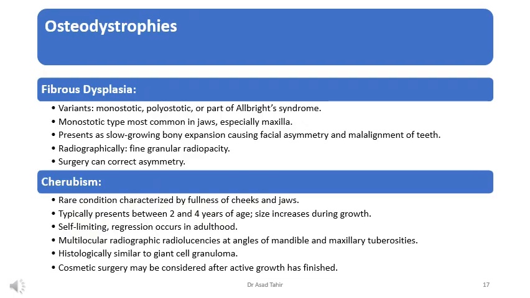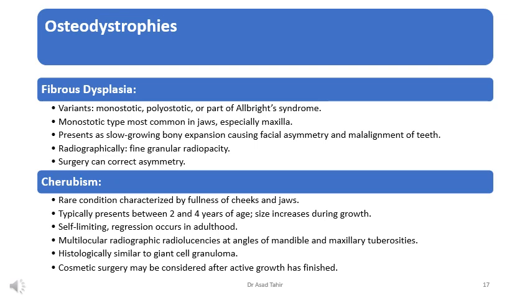Osteodystrophies. Fibrous dysplasia: variants are monostotic, polyostotic, or part of Albright's syndrome. The monostotic type is most common in the jaws, especially the maxilla. Presents as slow-growing bony expansion, causing facial asymmetry and malalignment of teeth. Radiographically, fine granular radiopacity. Surgery can correct asymmetry. Cherubism.